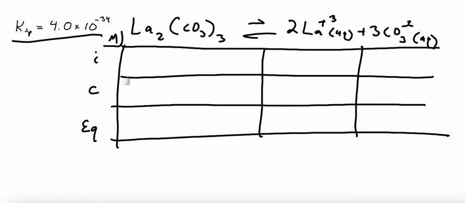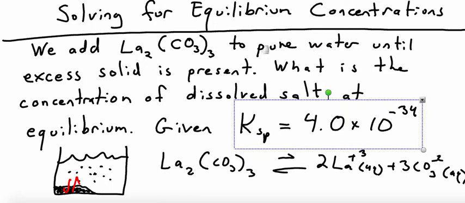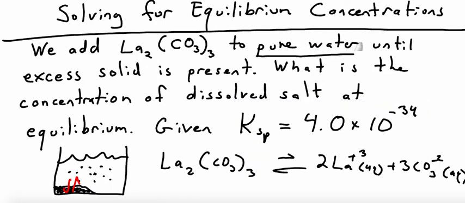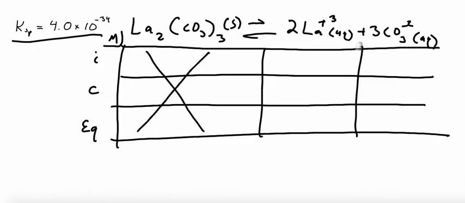Okay, so the initial concentrations. First of all, this is a solid, right, the lanthanum carbonate. So we're not going to be plugging this into our equilibrium constant expression, so you can just cross it off. We know that that's going to end up being plugged in as a 1, or really just not plugged in at all. Okay, so let's look at these concentrations. Our initial concentration of lanthanum, well, if we go back to our problem statement, it says that we dissolved it in pure water. So there wasn't any lanthanum or carbonate at the very start. So we can write a 0 there.